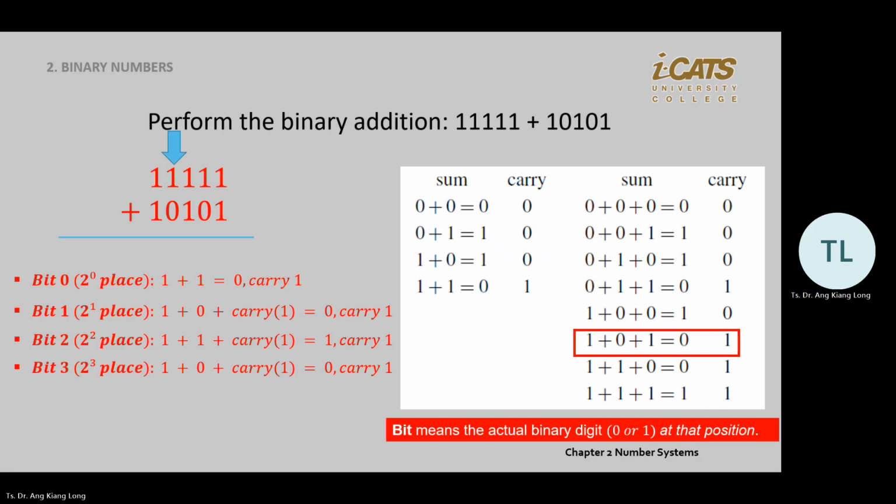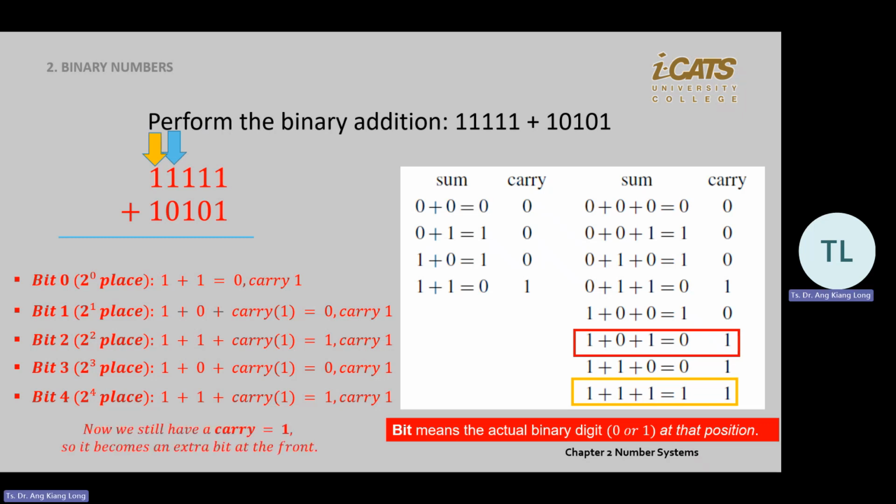So continue. This one, 1 plus 1, carry 1. This one will be given. We don't expect you to memorize things, we train you to use tools. So the next one is 1 plus 1 and so on. You see the decimal and the bit are a bit different. Bit means the actual number, either 0 or 1. So here, how do you read it?